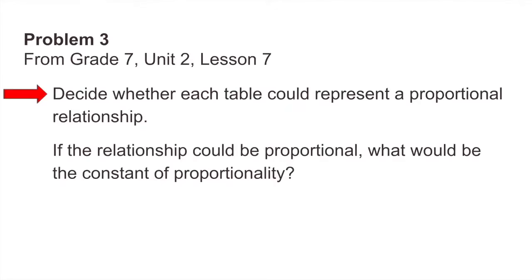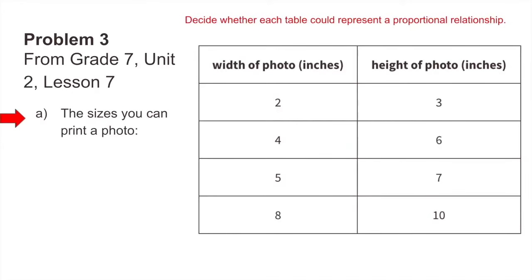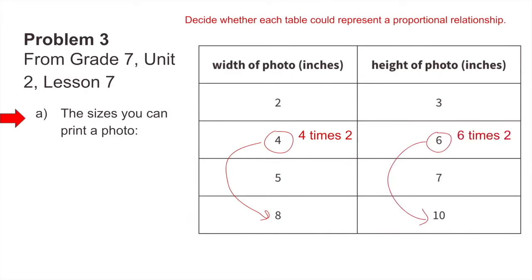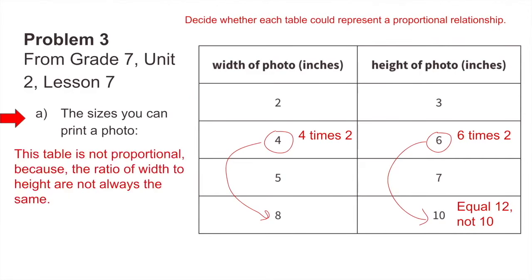Number 3. Decide whether each table could represent a proportional relationship. If the relationship could be proportional, what would be the constant of proportionality? A. The sizes you can print a photo. When the width of the photo in inches goes from 4 to 8, that's doubling 4, so 4 times 2 is 8. We'd have to do the same thing to the height of the photo. 6 times 2 would equal 12, not 10. So we know that this is not a proportional relationship. This table is not proportional because the ratios of width to height are not always the same.